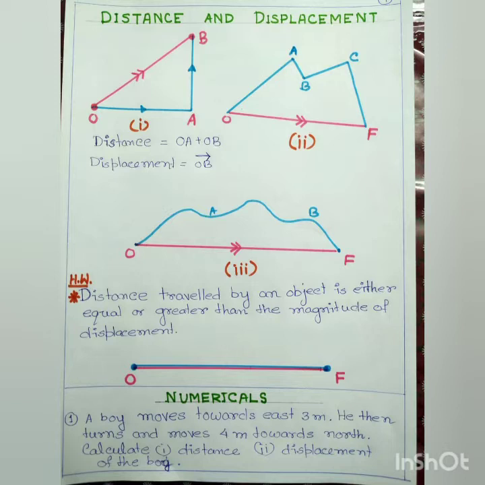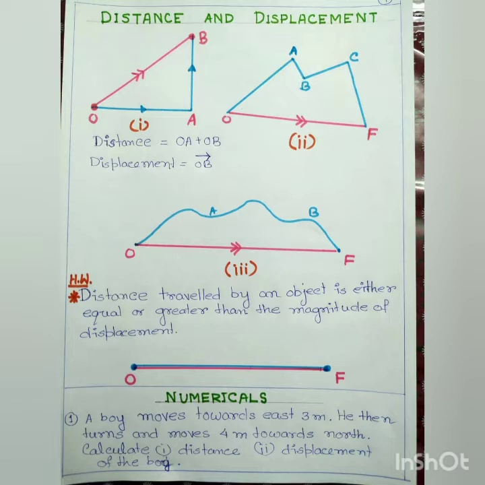It was: distance traveled by an object is either equal to or greater than the magnitude of the displacement. Now see, if you consider a straight path, the object moving along a straight path, then the distance and the displacement will be the same. But if you consider the above three situations, always the distance is greater than the displacement.